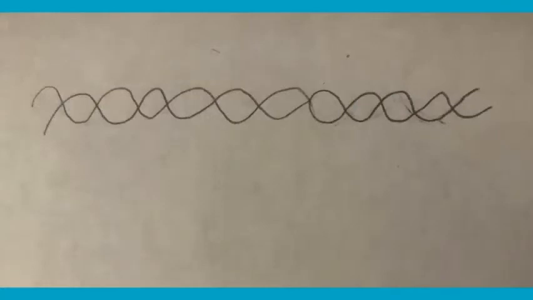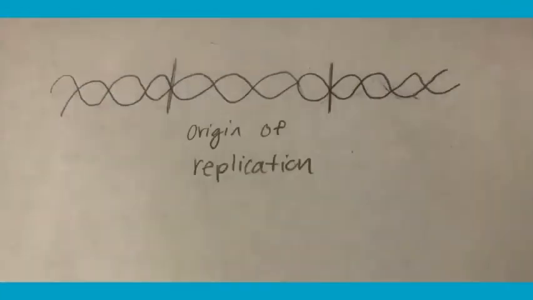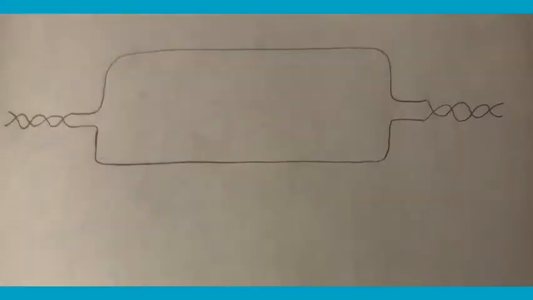Replication begins at the origin of replication, marked by a certain sequence. There, we will call that the origin of replication. An initiator protein will bind to here and begin the unwinding process.